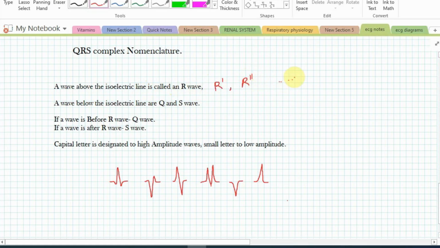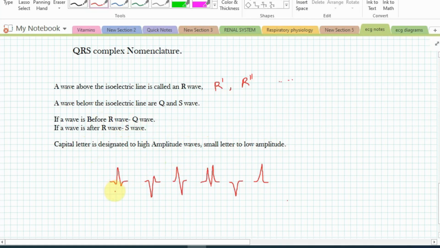Then a wave below the isoelectric line is called a Q wave or an S wave. If a wave is before the R wave, we call it a Q wave, and if it is after the R wave, we call it the S wave. Now there is some ruling regarding capital or small letters. Capital letters are designated for high amplitude waves, and small letters are designated for low amplitude waves. Now keeping these rules in mind, let's try some QRS complexes.